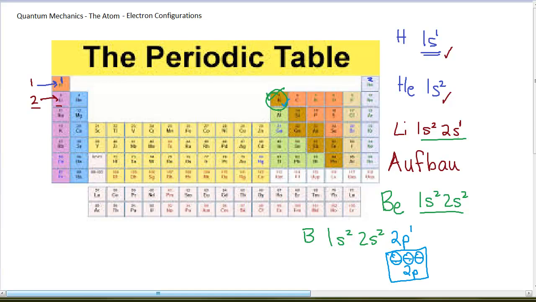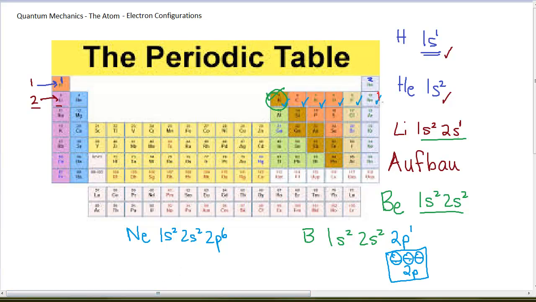Boron has 1 in the set of 2p, carbon would have a 2nd in the set of 2p, nitrogen would have a 3rd, oxygen would have a 4th, fluorine would have a 5th, and neon would have a 6th electron in that set of 2p orbitals, and so neon's electron configuration would be 1s2, 2s2, 2p6, and at that point I will have filled up the set of 2p, I will have filled up this subshell, and I need to start on the next orbital for the next atom that has another electron to put into it.